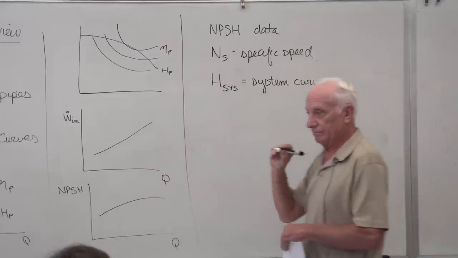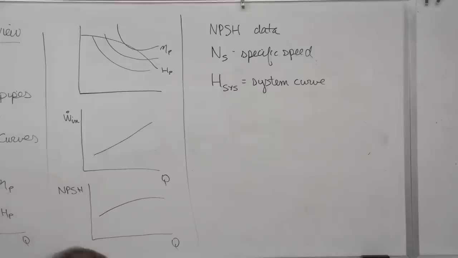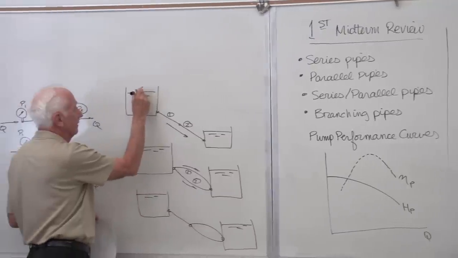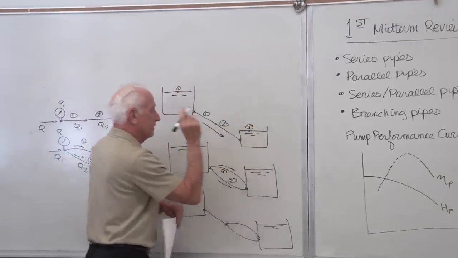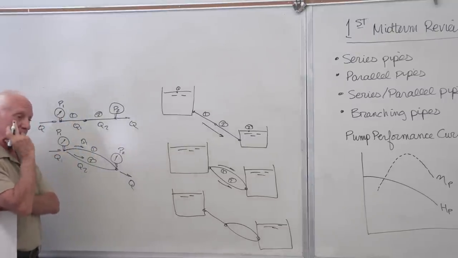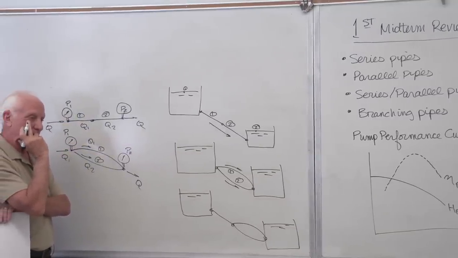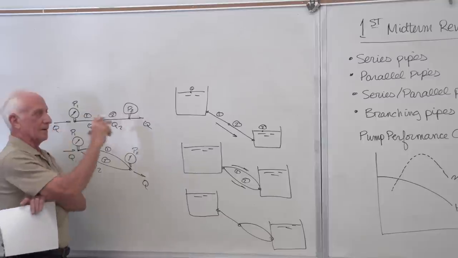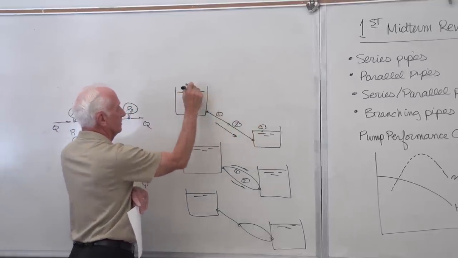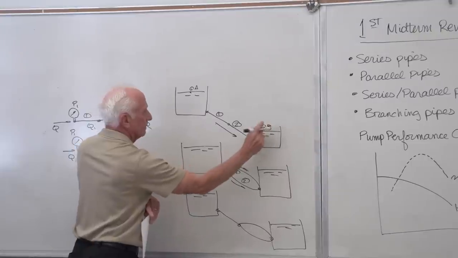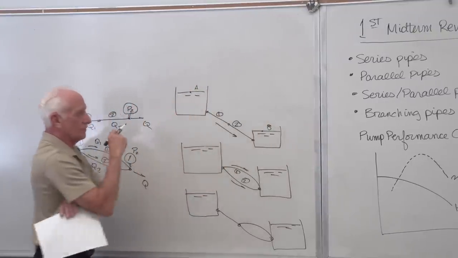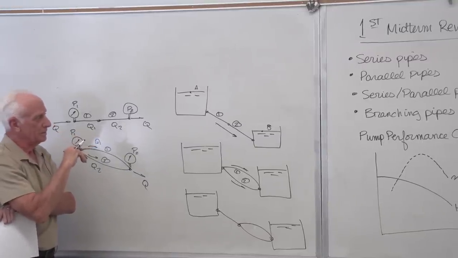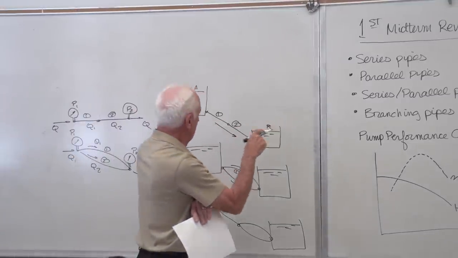Well, you write the energy equation from point one to point two. Here's point one, here's point two. Velocity at point one, zero. Velocity at point two, zero. Pressure at point one, zero. Pressure at point two, zero. What's the difference? Elevation. I call it A and B. That's one and two, that's A, that's B. What drives the flow? The difference in elevation of the free surface, ZA minus ZB. Okay, that's the system curve.